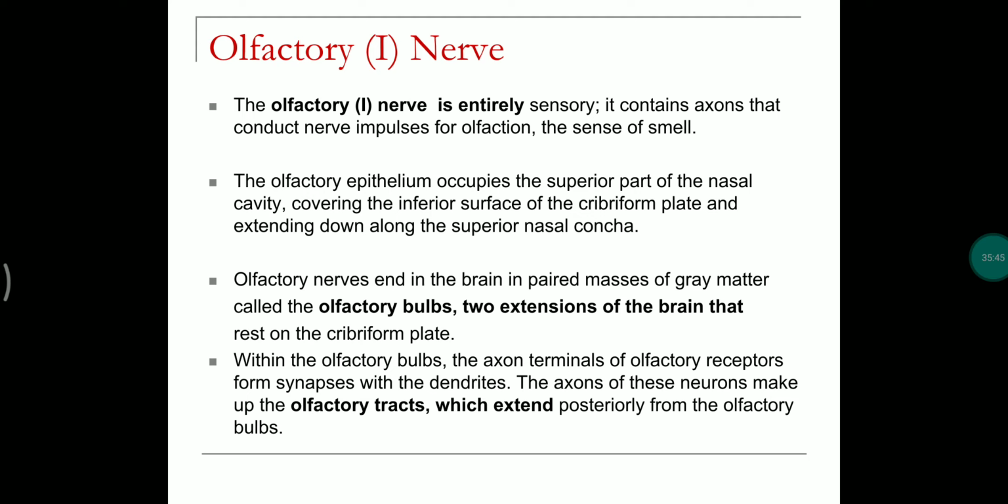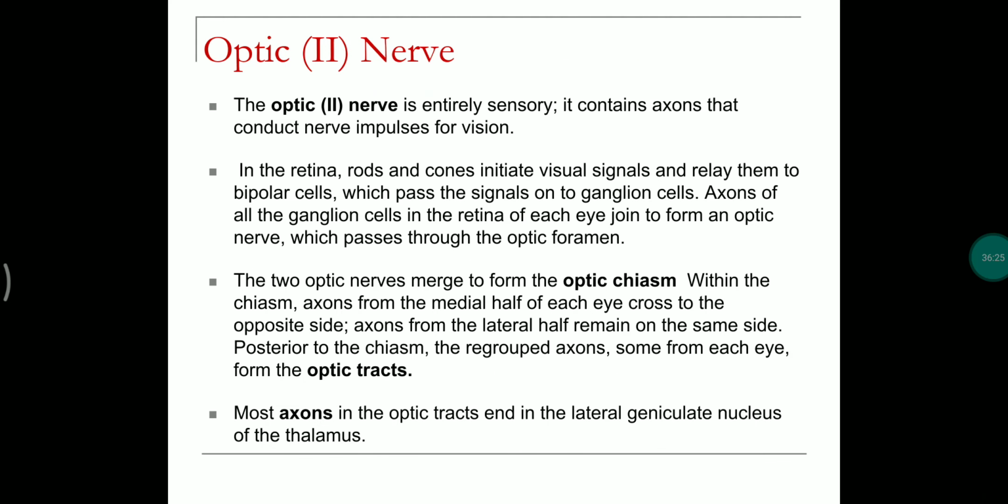Coming to the first one, the olfactory nerve. The olfactory nerve is entirely sensory. It brings impulses from the olfactory epithelium, which is present in the cribriform plate, and these nerves carry the information to the brain through the olfactory bulbs, extensions of the brain that rest on the cribriform plate, and the olfactory tracts, which extend posteriorly from the olfactory bulbs into the olfactory region of the brain. The second one is the optic nerve. The optic nerve is entirely sensory in function.